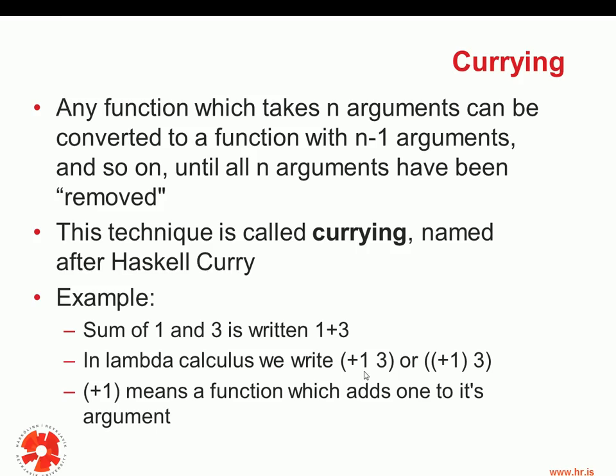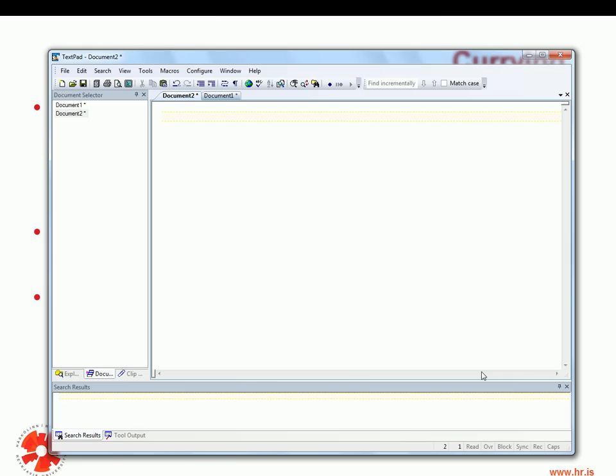Why am I saying that it could be written as plus 1, 3 or in the latter way that I showed here? Recall that in the context-free grammar for lambda calculus, one of the rules said that an expression can be two expressions inside parentheses, where basically we are applying, this is function application. We have a function on the left-hand side, and this is the argument.